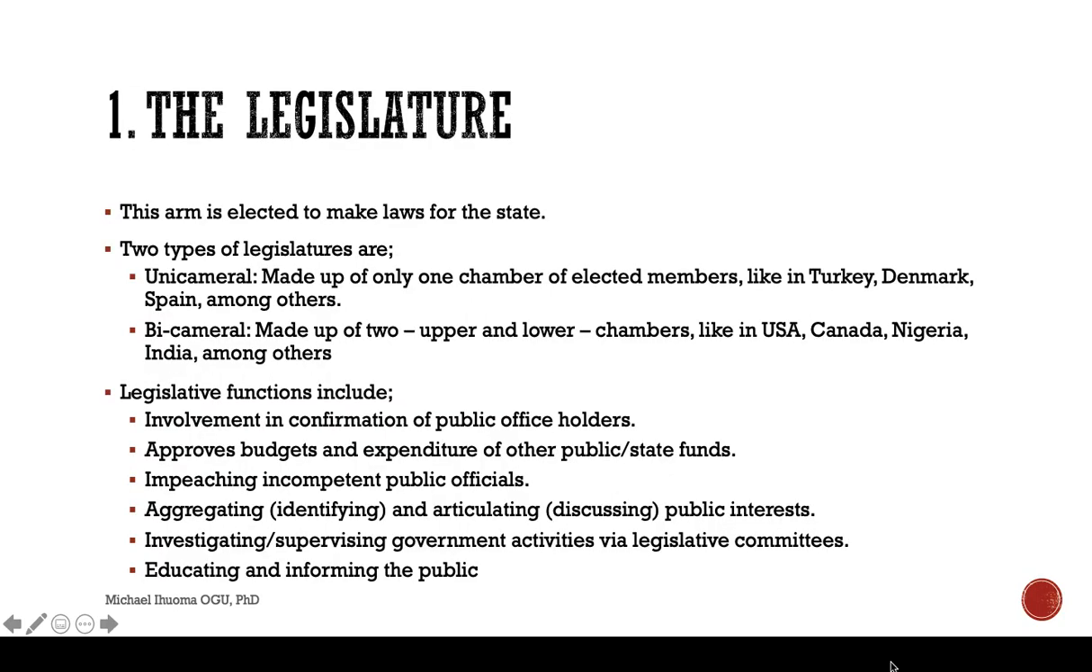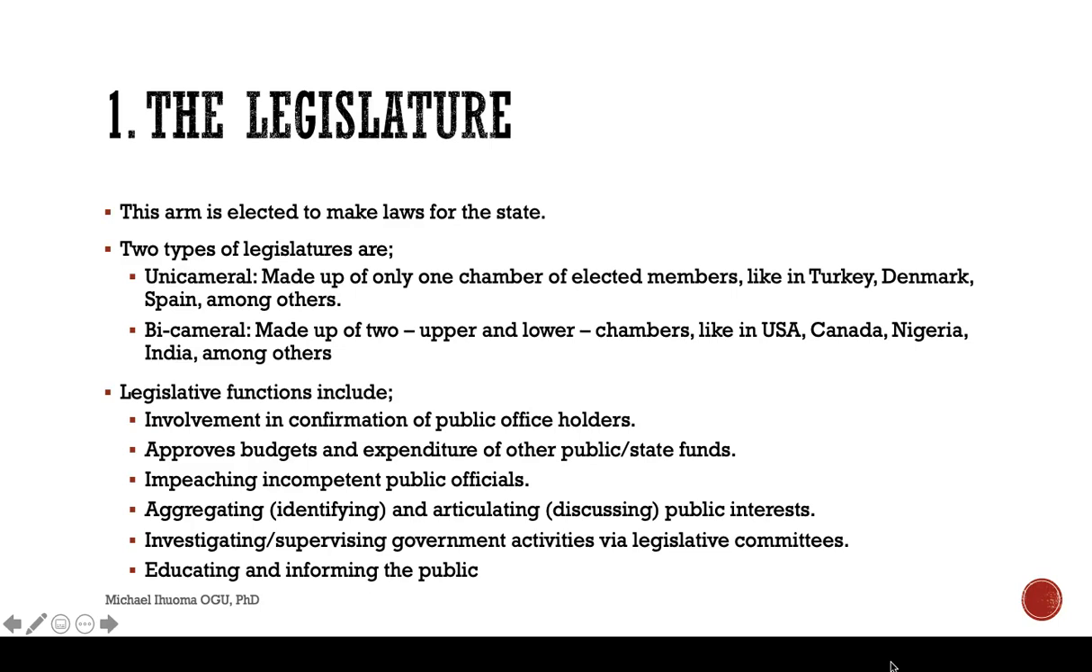Now, the legislature, like we said, is the arm of government that is responsible for making laws in the states. And there are basically two types of legislature. You have the unicameral legislature, which is made up of one chamber, and there are examples of states where you have such unicameral legislature. Then you have the bicameral, where you have two chambers, the upper chamber and the lower chamber. The US, Canada, and Nigeria are some examples of this bicameral type of legislature.